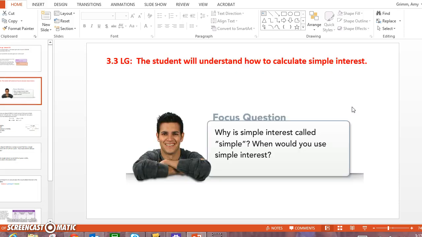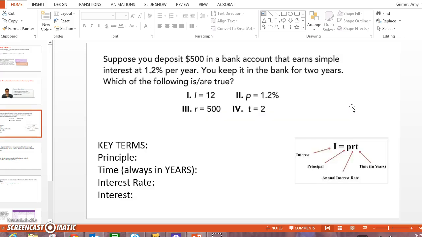So today our learning goal is 3.3. The student will understand how to calculate simple interest. All right, so interest is something that we use all the time in life. You're going to see this a lot with banks, or if you go to borrow a car, buy a house. It's just another place we use percentages in our life.